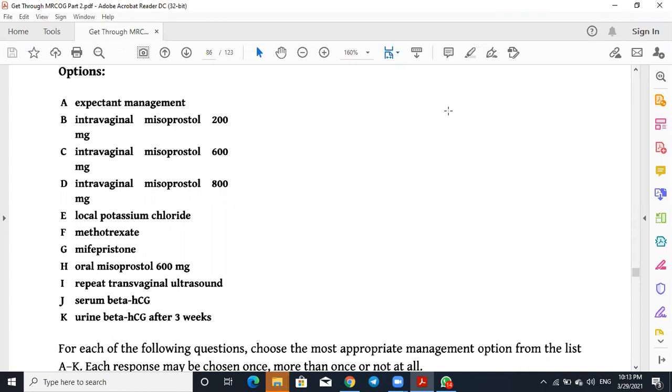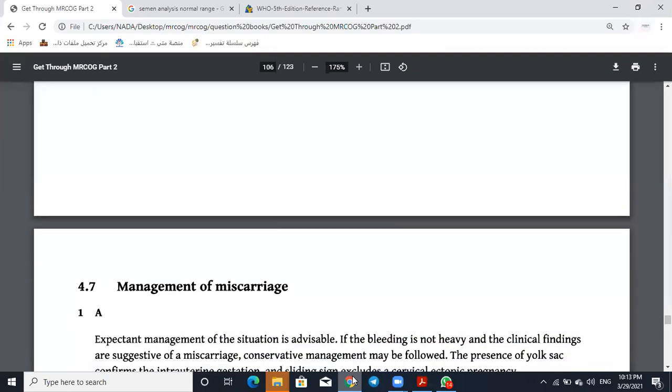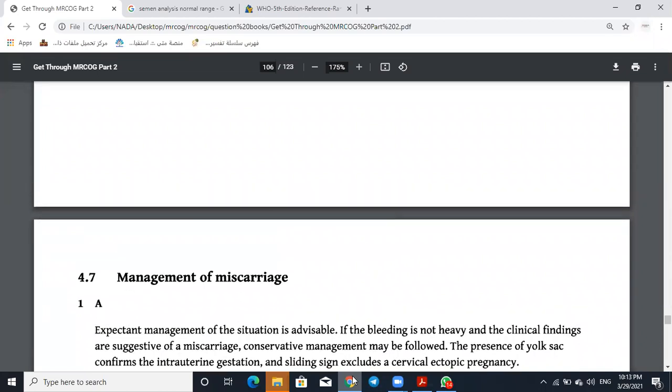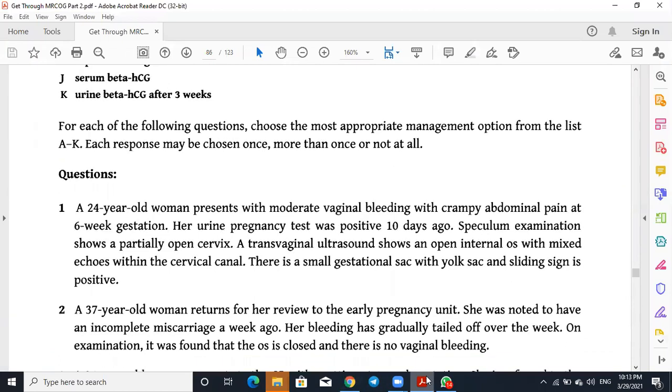Okay. Can we see the answer, please? Management as it is inevitable abortion. Yeah, this is inevitable. Expectant management of the situation is advisable if the bleeding is not heavy and the clinical findings are suggestive of miscarriage. Conservative management may be followed. The presence of yolk sac confirms the intrauterine pregnancy, and the sliding sign excludes a cervical ectopic. Okay, so let's go for the next.